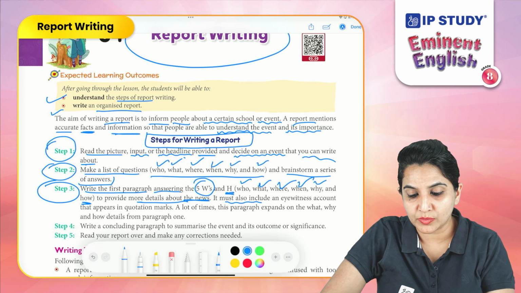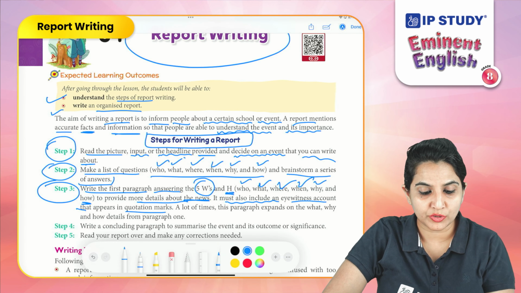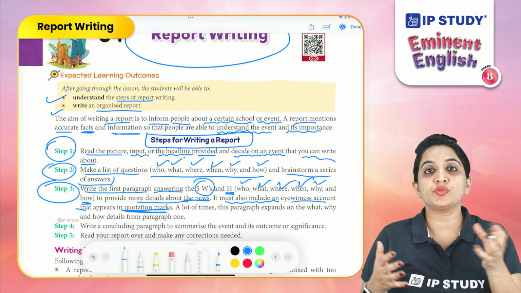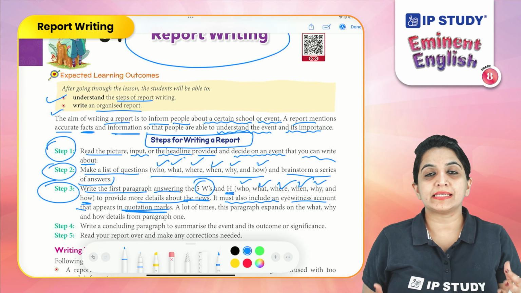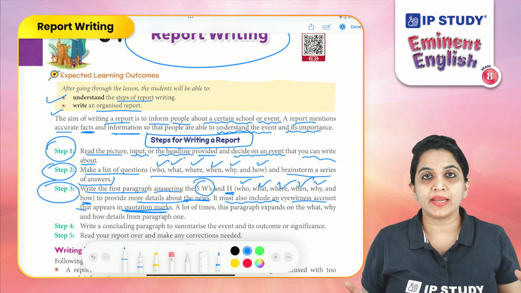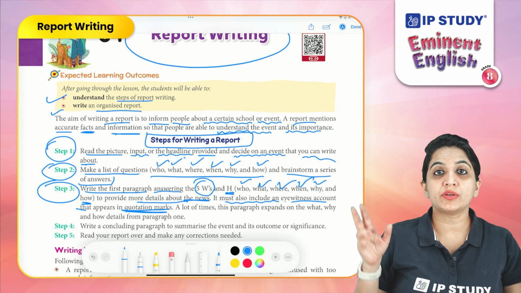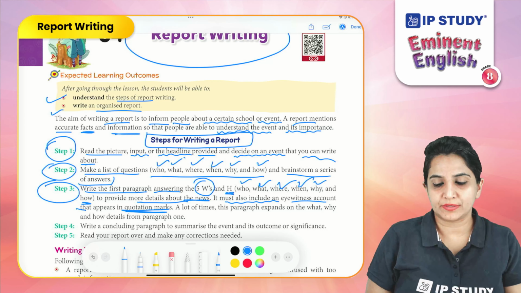It must also include any eyewitness account that appears in quotation marks. For example, a chief guest came to a school event and he stated, "Honesty is the best policy." Right? So those are the words said by the speaker directly. So you can quote them in quotation marks, or anything else that the speaker said.